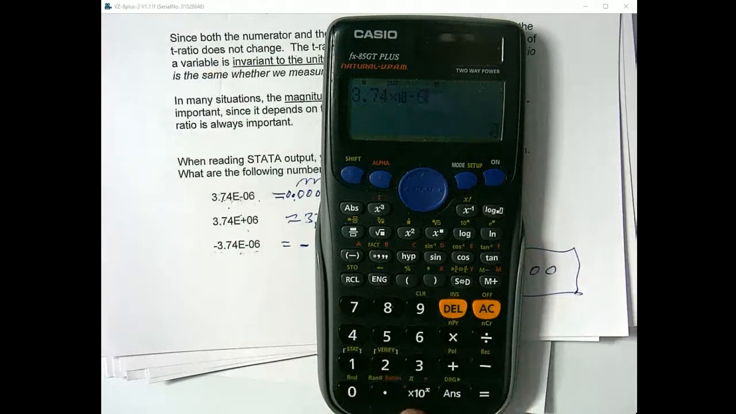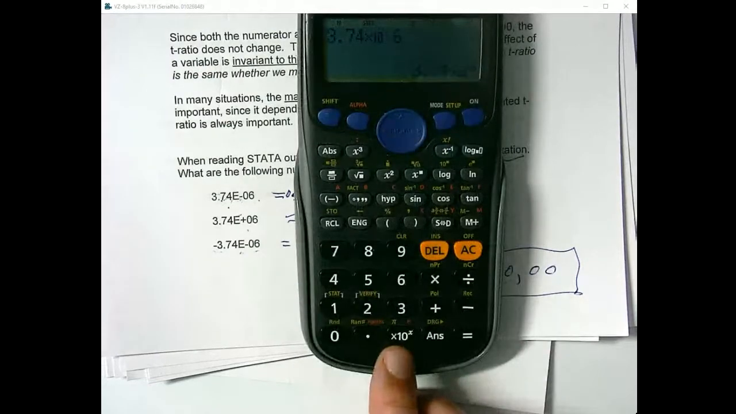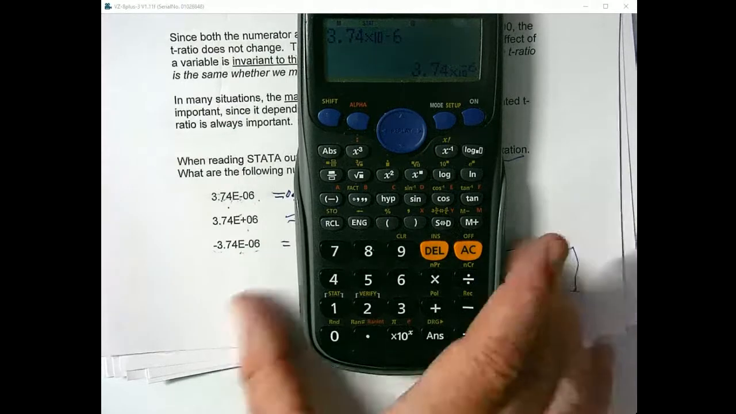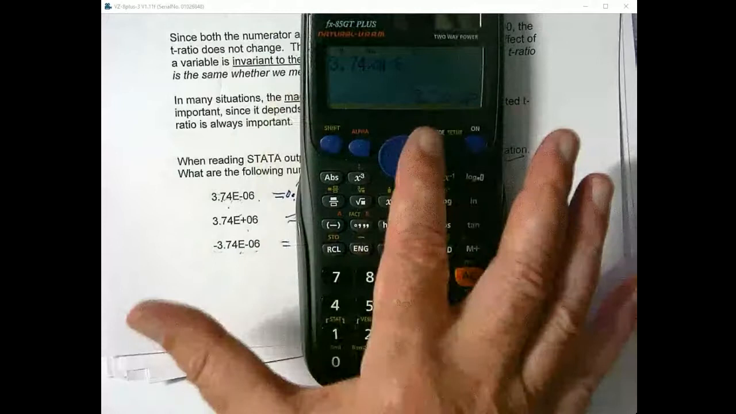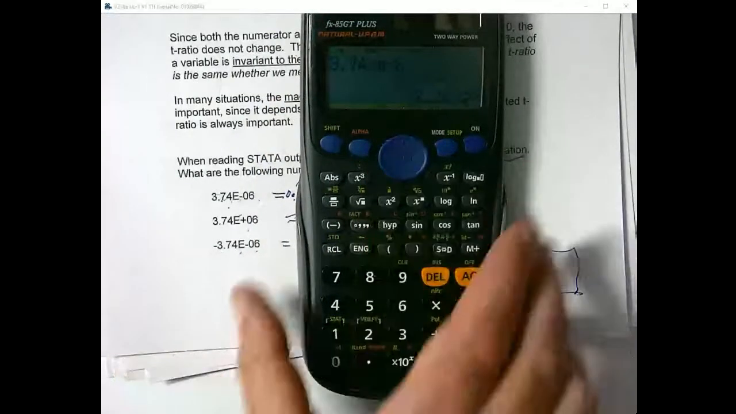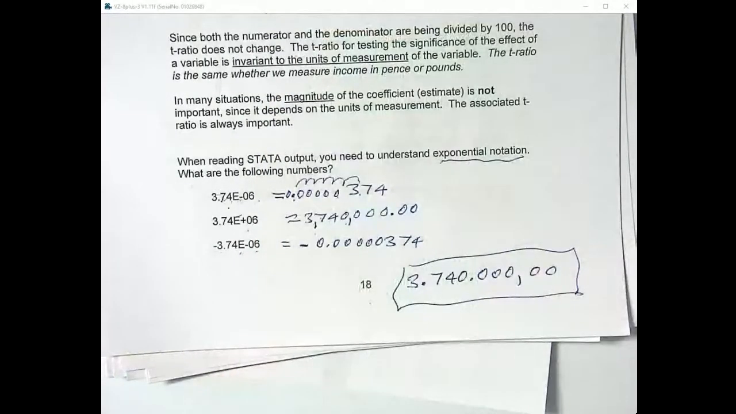I think it would be that key, this key here, on the calculator. The key that we're talking about is the times 10 to the x key. And that's how you would input the number into your calculator. Anyway, let's move on.